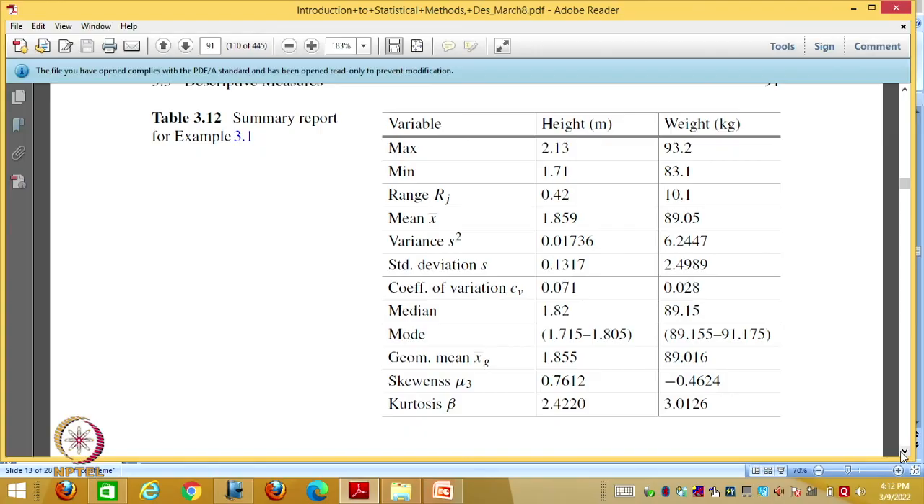With this let me complete descriptive statistics, topic number 9, part 1, and in part 2 I will start explaining the sampling distributions in the same mode. With this let me complete.